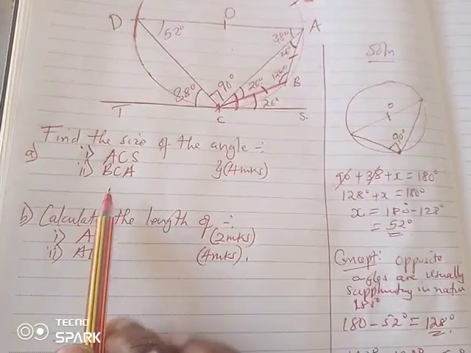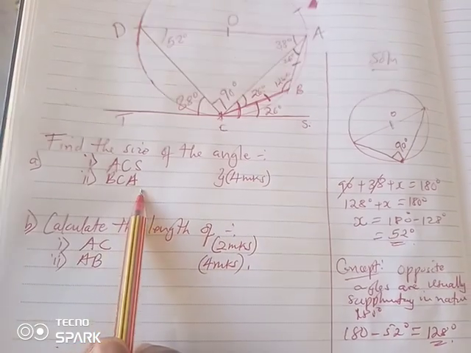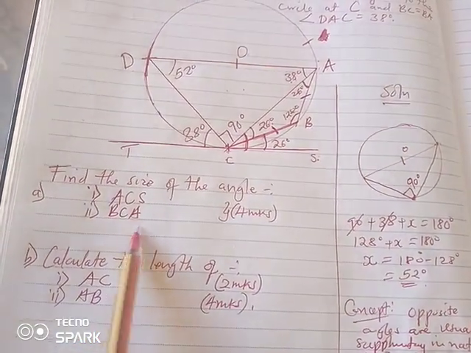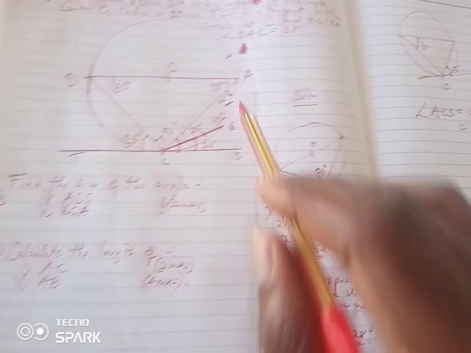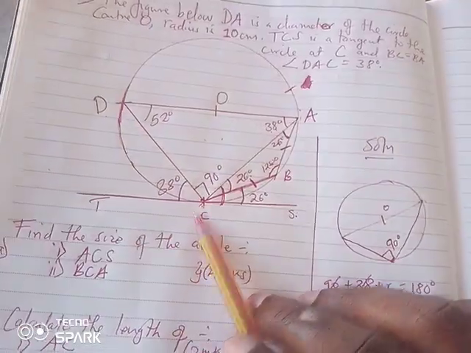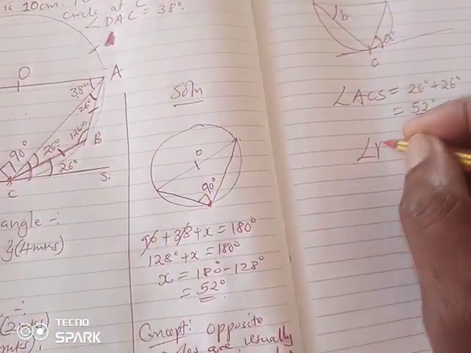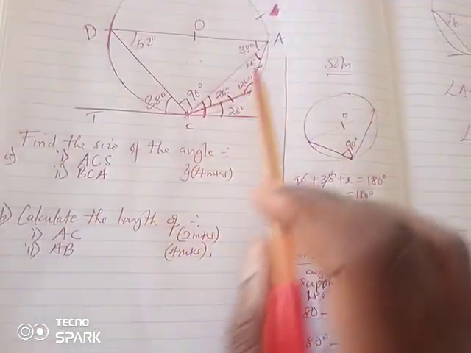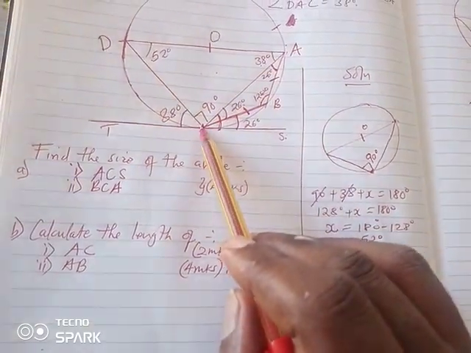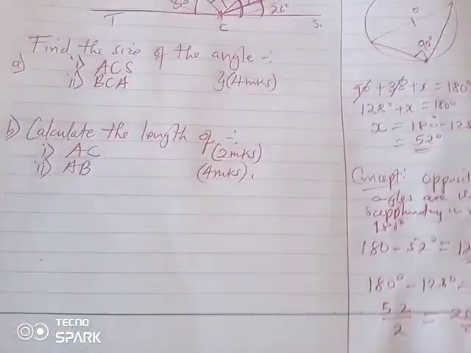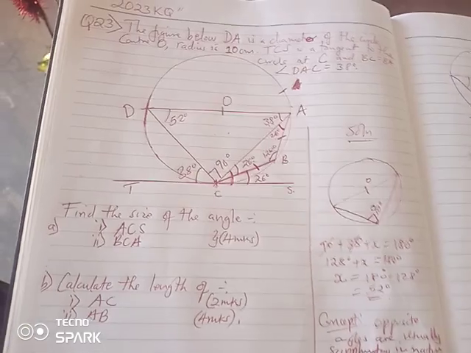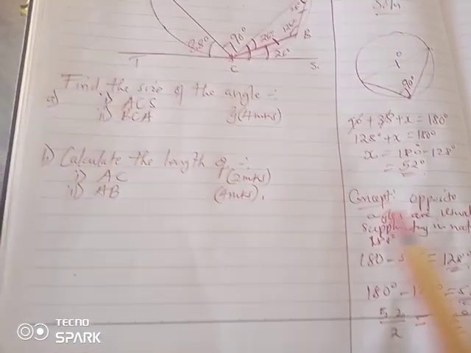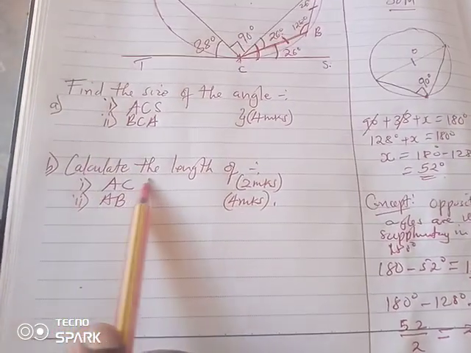Then angle BCA is 26 degrees. So we have our 4 marks already. I hope you are together up to that level. So going to part B, where we are told to calculate length.